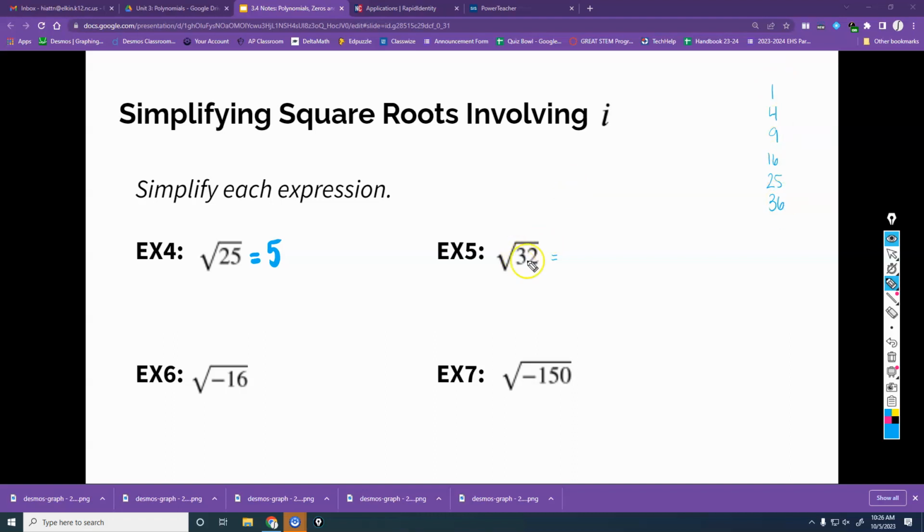How could I break 32 down? 4 times 8 works, but there's a bigger one that will work: 16 and 2. And you want to use whichever one's largest. So 16 times 2.